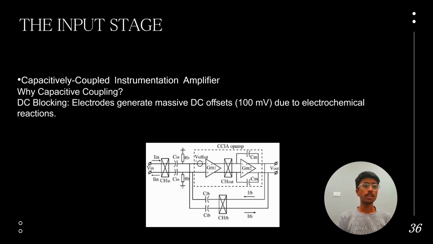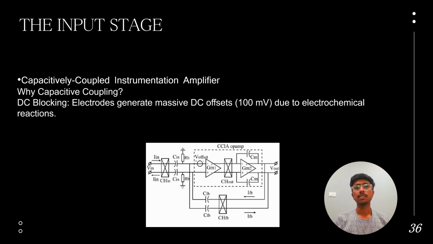In the input stage, we used a capacitively coupled instrumentation amplifier, but the main question is why capacitive coupling? The reason is that electrodes introduce large DC offsets, typically around 100 millivolts, due to electrochemical reactions at the electrode tissue interface. Compared to neural signals, which are only a few microvolts, this DC offset is extremely large. If it is not removed, it can easily saturate the amplifier and hide the actual neural activity.